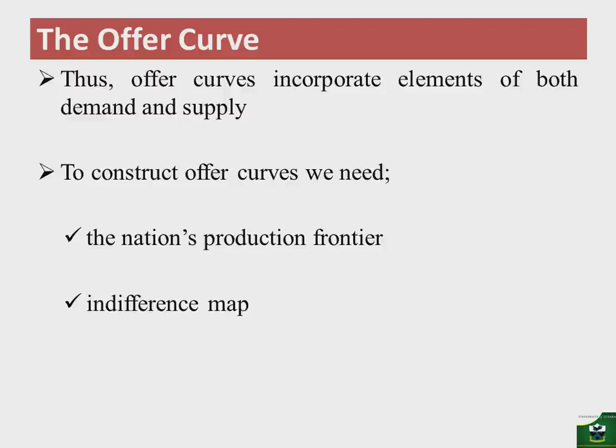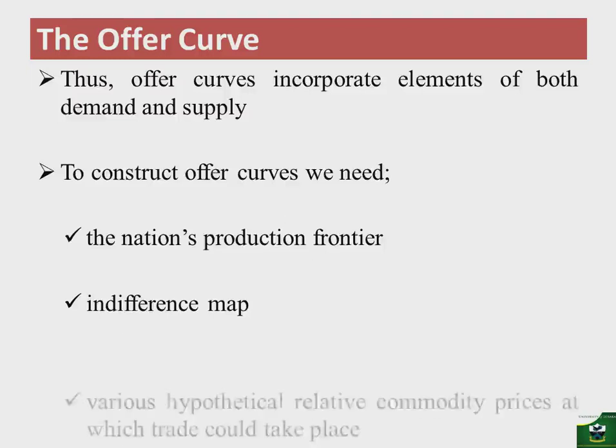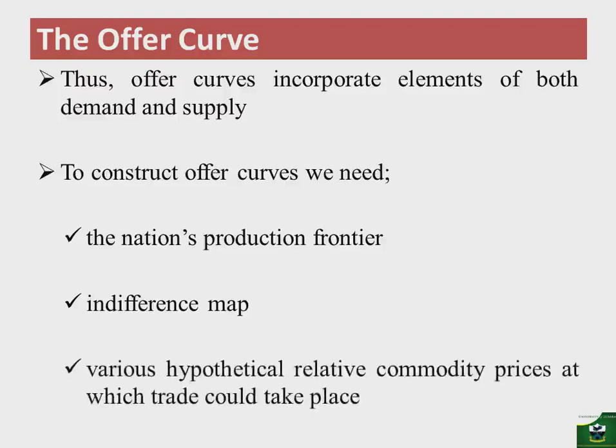So remember that an indifference map is a group of indifference curves. So there are a lot of community indifference curves, whereas an indifference curve is just one curve that we're looking at. And finally, we need various hypothetical relative commodity prices at which trade could take place. Otherwise, without these relative commodity prices, we will not be able to define the direction of a trade.